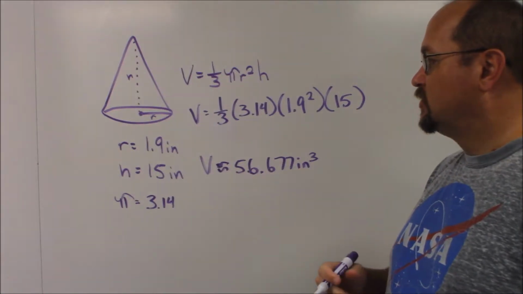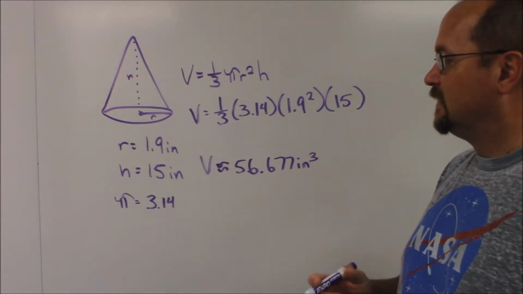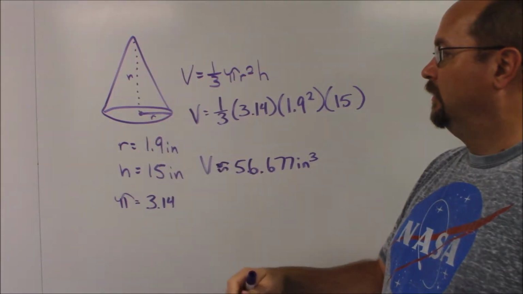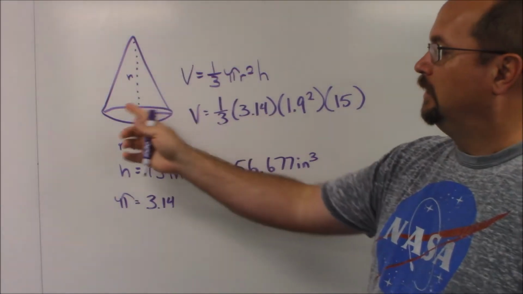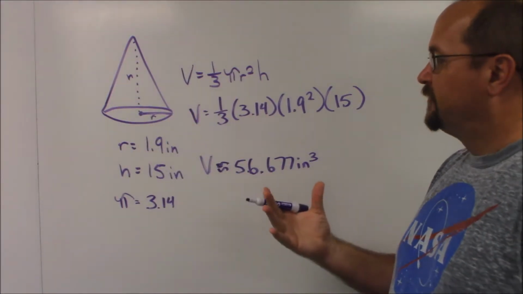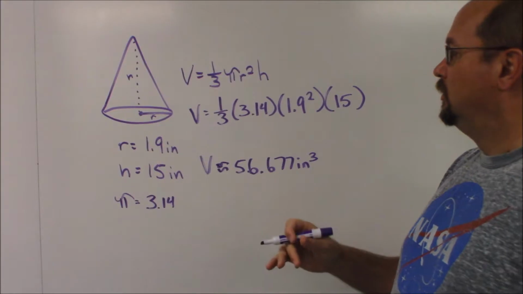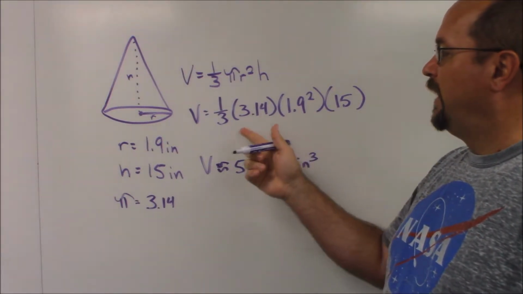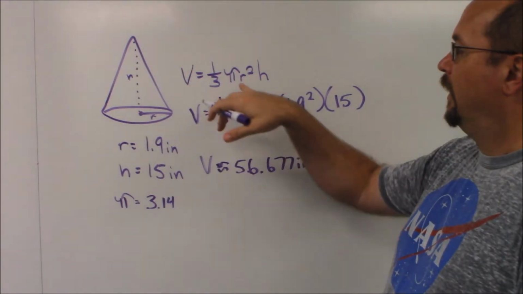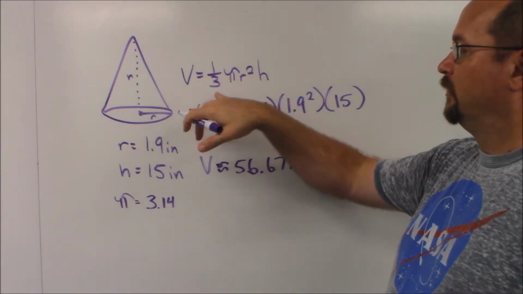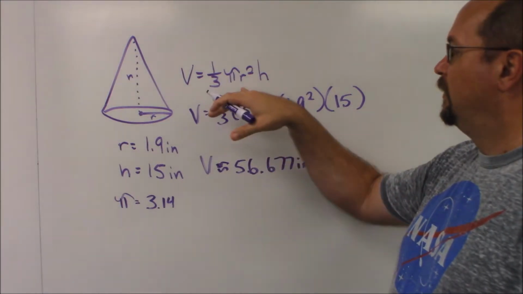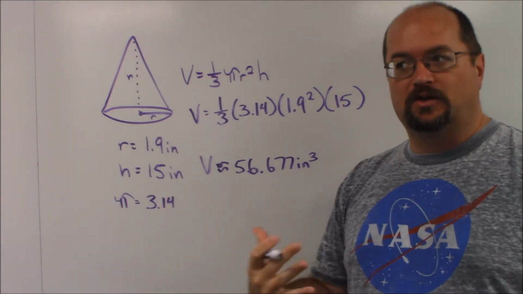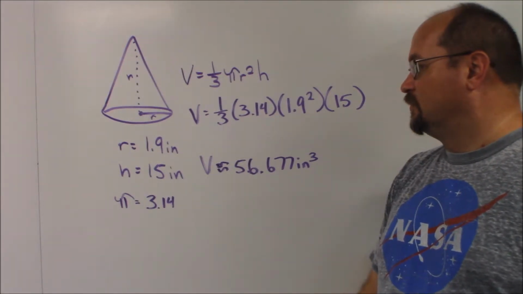All right, and this should make relatively logical sense. If the radius is almost 2, then the area of our circle is going to be about 12-ish, and then the height's 15. So if we divide 12 by 3 for our area of our circle divided by 3, it's going to give us about 4, and then 4 times 15, which is the height, is going to give us about 60. So that's a pretty reasonable answer as well.